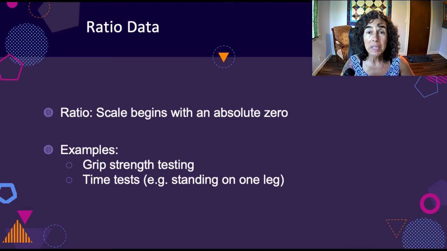Your strength could be 0, right? You could have a flaccid upper extremity and you have 0 strength. There is an absolute 0. You cannot squeeze the grip strength meter at all. With a time test, you might not be able to stand on one leg at all. So there's a 0 point. So it's a little bit of nuance, but try to keep these separate in your mind, interval and ratio, and know that they're the two types of data that you can manipulate the most.